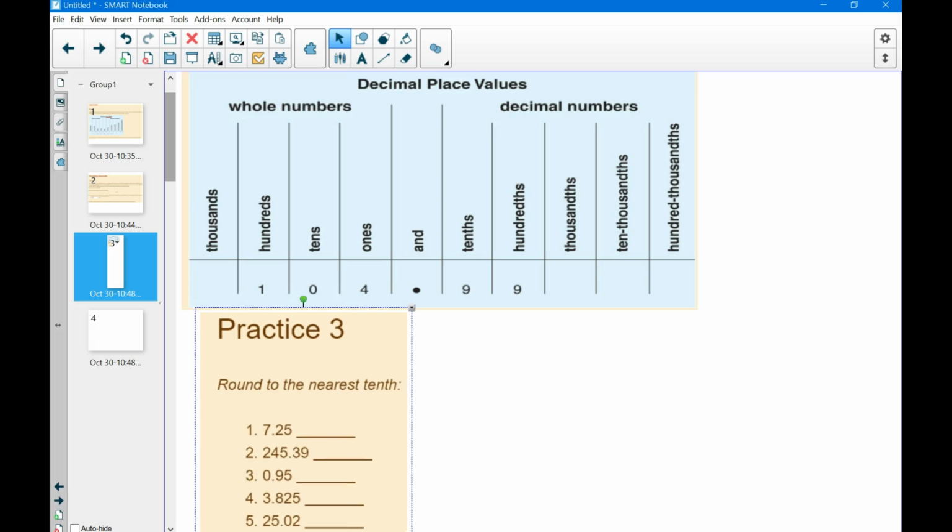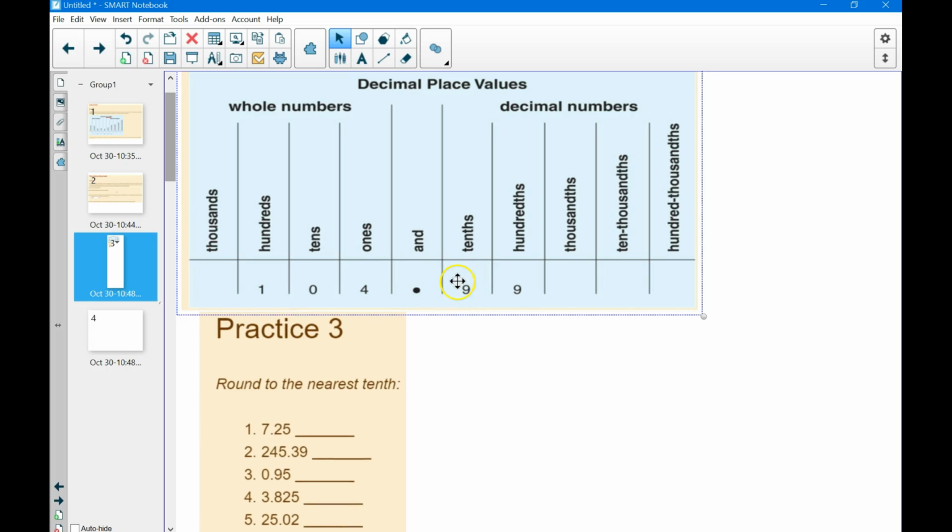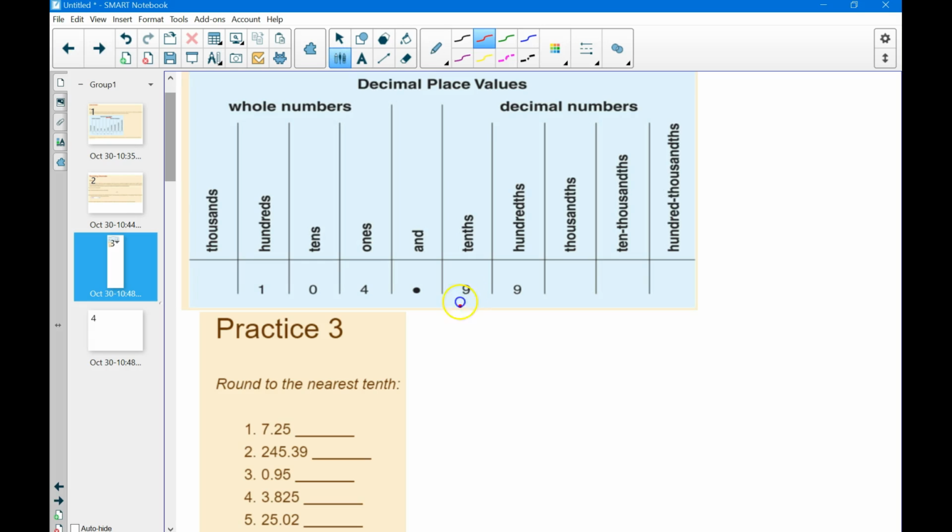So if we're confused, look at the chart up here. You see the nearest tenth is one decimal place to the right of the decimal, right there, which means we're going to be rounding off where the 2 is. So it becomes 7 point what? Okay, if it's 5 or greater, we round the number up, so it becomes 7.3.